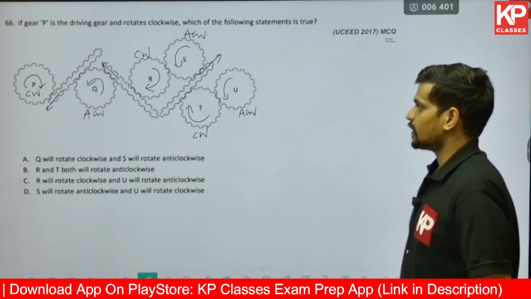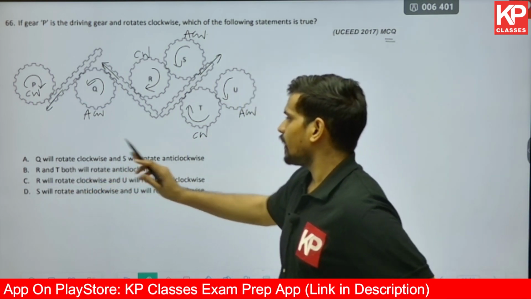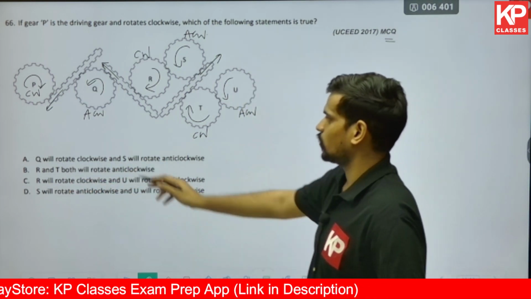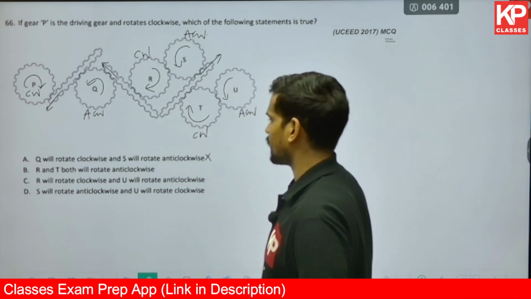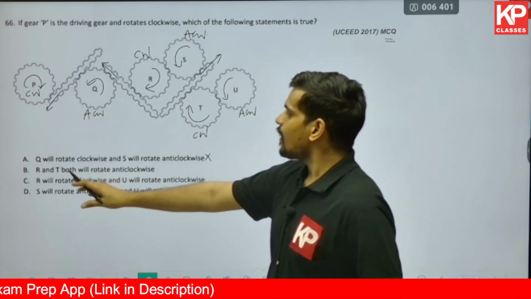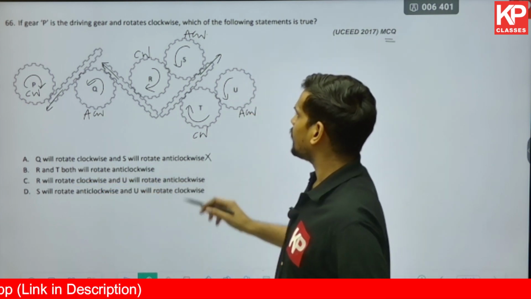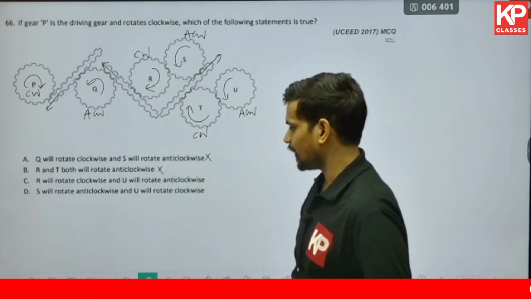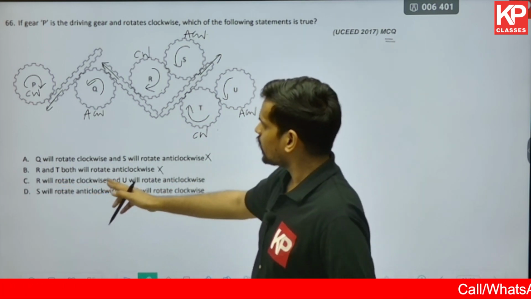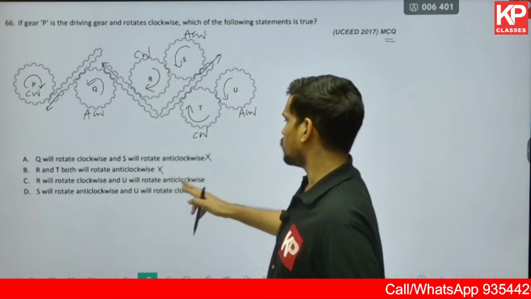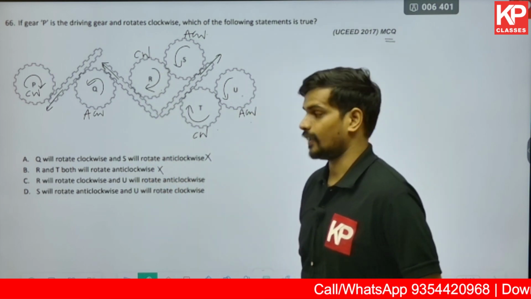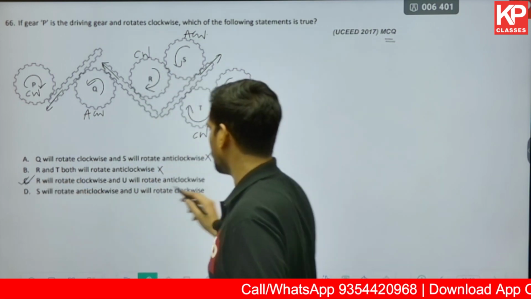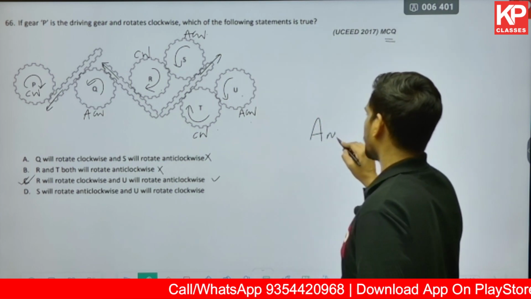Let us see which statements are correct. First statement, Q will rotate clockwise. Q is anti-clockwise. So A is an incorrect statement. B, R and T both will rotate anti-clockwise. R is clockwise and T also is clockwise. So this is also an incorrect statement. C: R will rotate clockwise and U will rotate anti-clockwise. U will rotate anti-clockwise. So this is a correct statement. C is a correct statement.